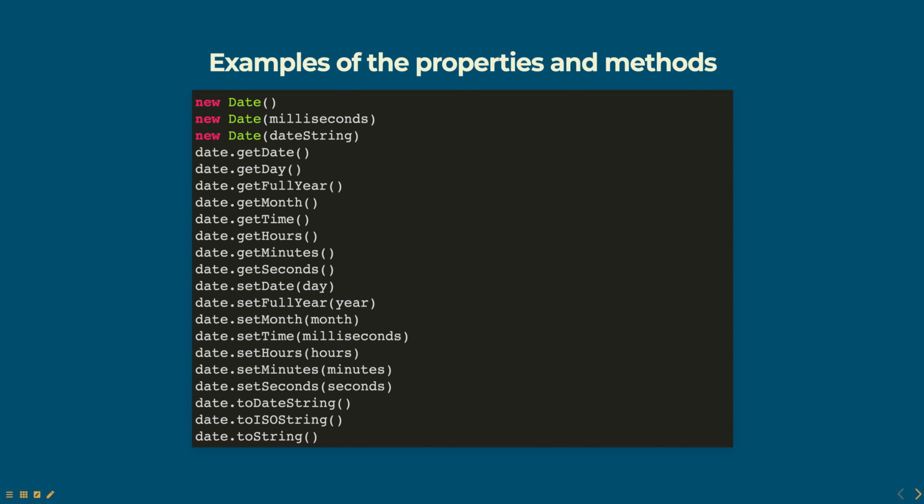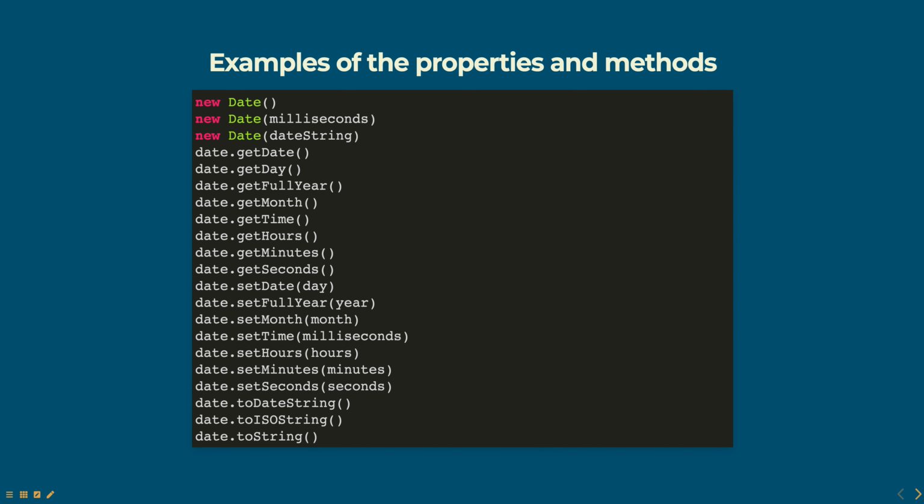Date.setDate with a day sets the day of the month. Date.setFullYear with a year sets the year. Date.setMonth sets the month. Date.setTime with milliseconds sets the date and time using the number of milliseconds since January 1, 1970. Date.setHours sets the hour. Date.setMinutes sets the minutes. Date.setSeconds sets the seconds.